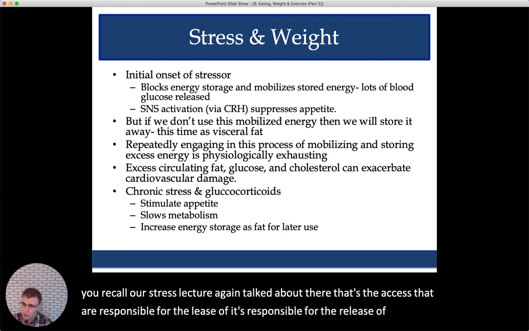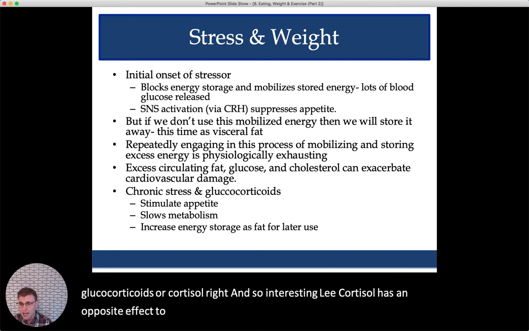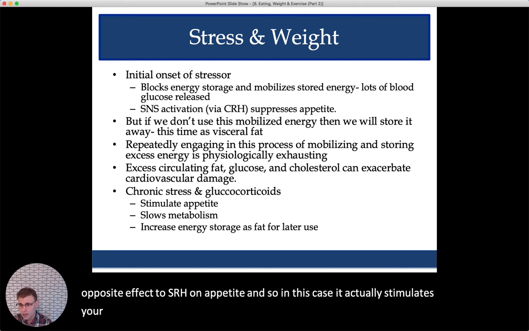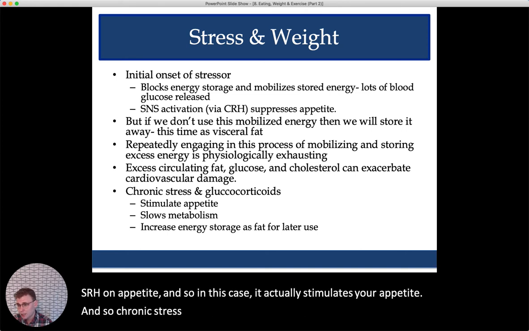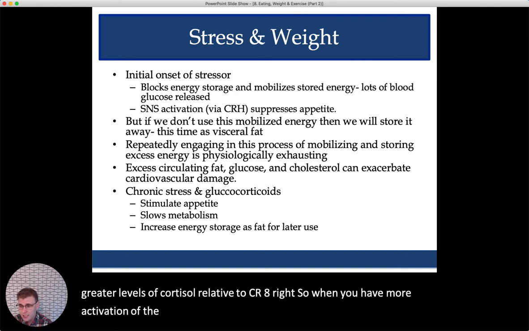glucocorticoids or cortisol, right? And so interestingly, cortisol has an opposite effect to CRH on appetite. And so in this case, it actually stimulates your appetite. And so chronic stress can, in that way, stimulate your appetite when you have greater levels of cortisol relative to CRH, right? So when you have more activation of the HPA axis versus the SAM axis.